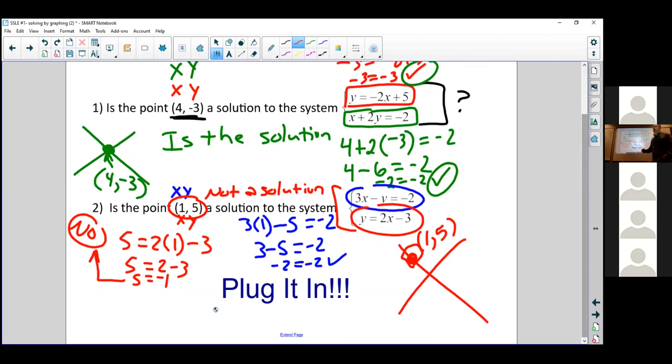So plug in the point that's given to you to see if it gives you a true statement. If it gives you a true statement on both, it's a solution. If it gives you a true statement on one, but not the other, it is not a solution to the system of equations. It means that you plugged in the wrong password on your phone, or you used your wrong fingerprint to get into your phone, or you aimed your phone at your friend's face and it doesn't recognize that face, so it doesn't work.